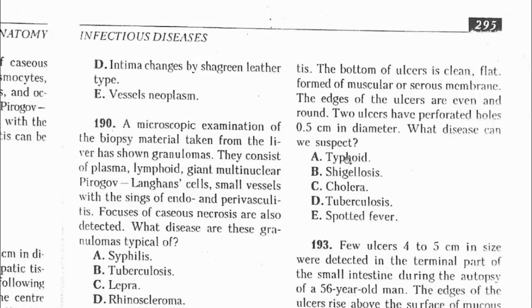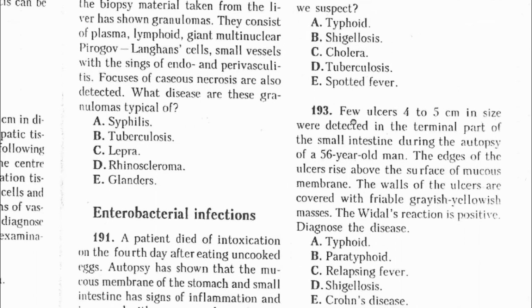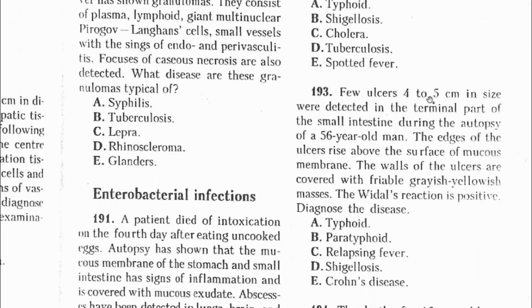Typhoid fever. Because the Salmonella typhi abdominis has a very high perforation power, and if left untreated, it can cause a lot of damage. And they are also mainly located in the distal or the terminal part of the intestine. So your answer is A. 93. Few ulcers 4 to 5 centimeters in size were detected in the terminal part. Come on, think of typhoid. Terminal part is A.